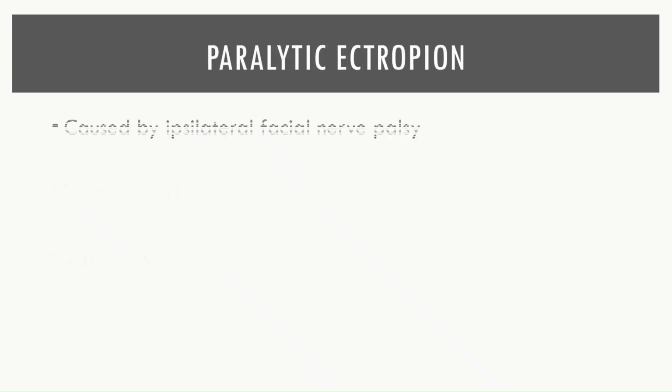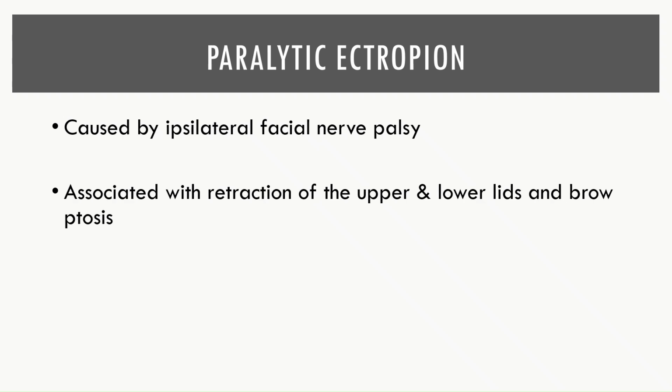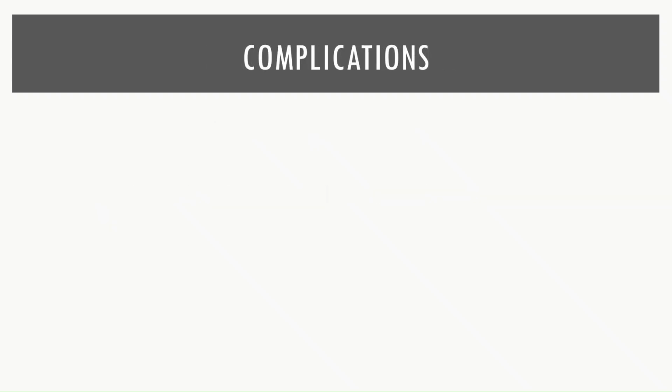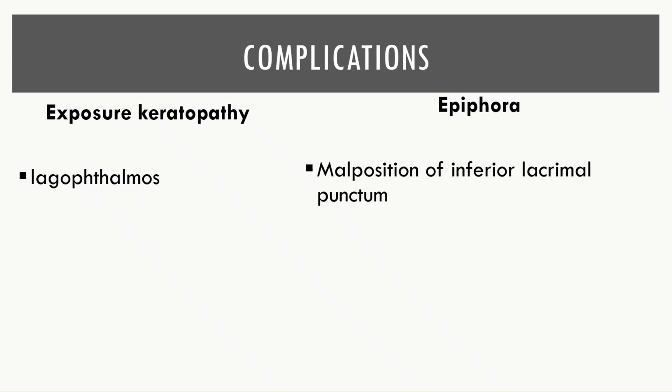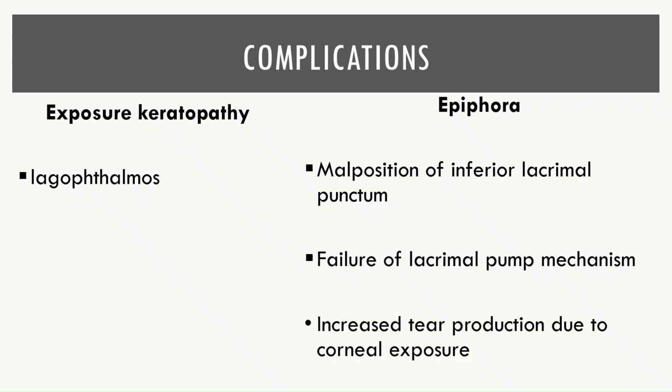Paralytic ectropion is commonly seen in Bell's palsy or after acoustic neuroma surgery. It is associated with retraction of the upper and lower lids and ptosis. Complications include exposure keratopathy due to lagophthalmos and watering caused by malposition of the inferior lacrimal punctum, failure of the lacrimal pump mechanism, and increase in tear production resulting from corneal exposure.